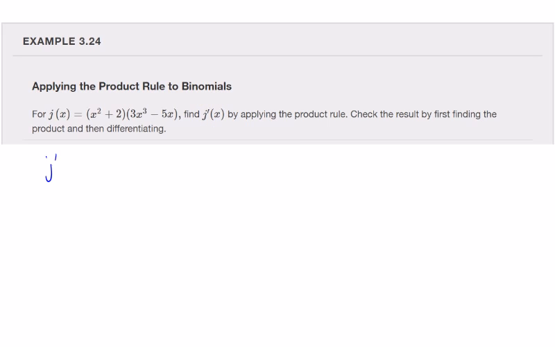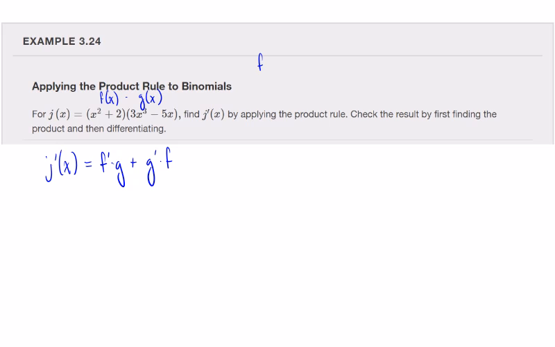So j prime of x, remember, if this is f of x and this is g of x, then remember it's f prime g, and I'll just use f prime and leave the x out for now. So we'll say f prime g plus g prime f, right? Okay, so let's find f prime and g prime.